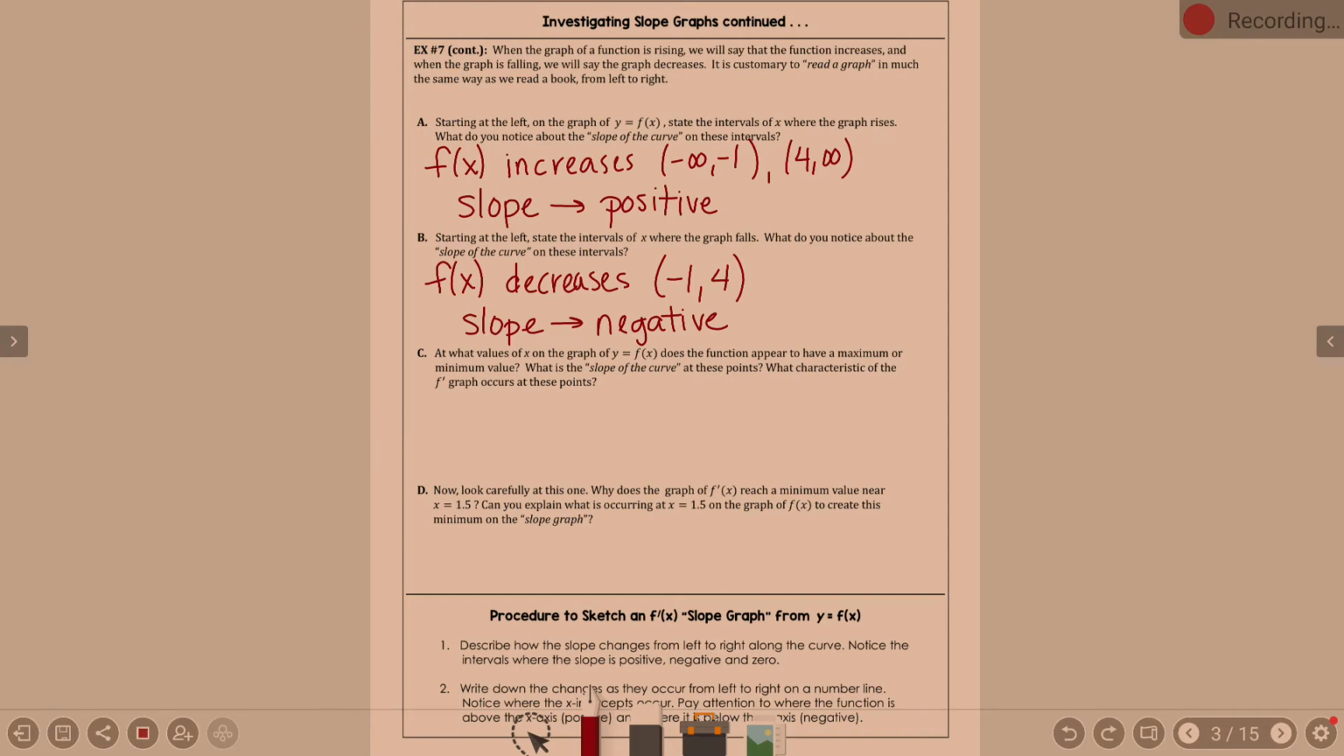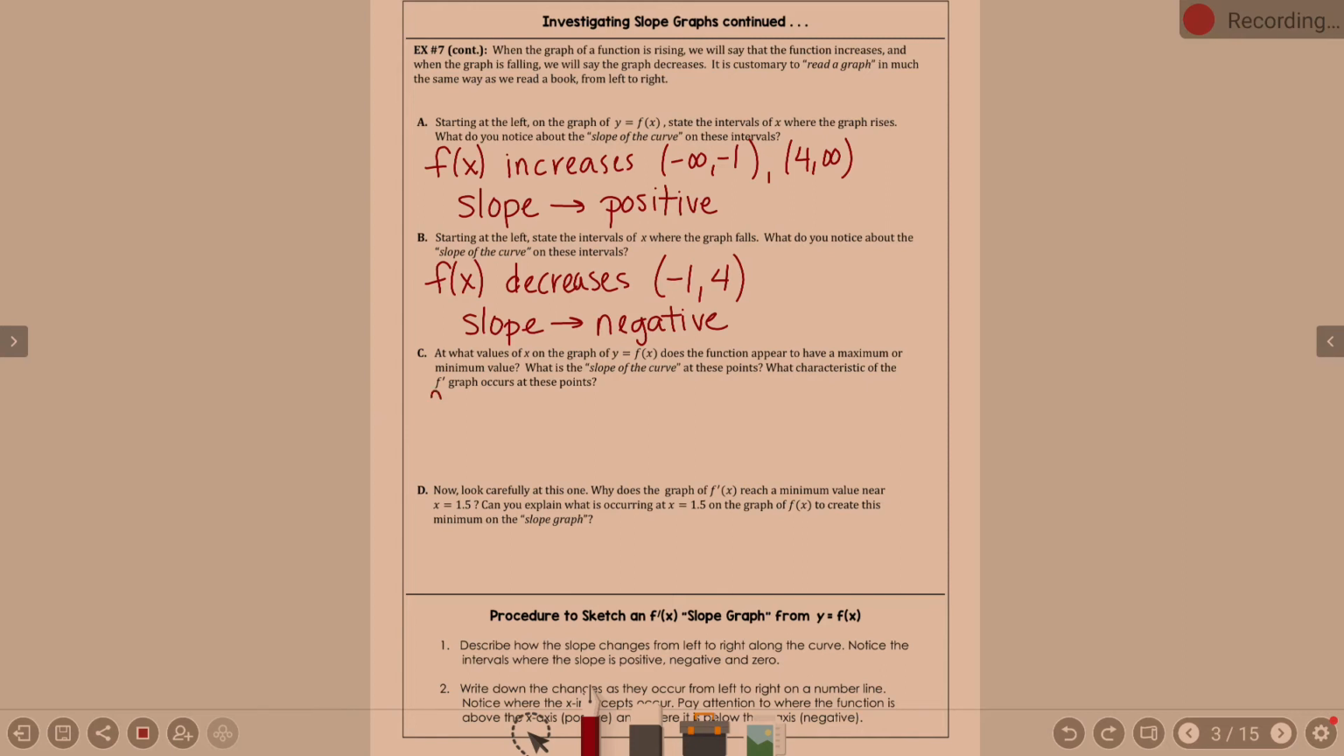Okay, C. At what values of x on the graph does a function appear to have a maximum or minimum? What is the slope of the curve at these points? And what characteristics on f prime occurs at these points? We already did this. We just have to put it in writing. So see if you can go back and figure it out. So, okay, first question. At what values of x does the function appear to have a max or min?